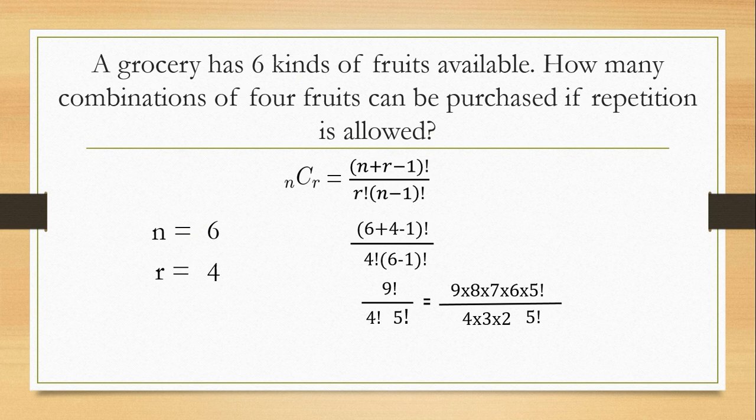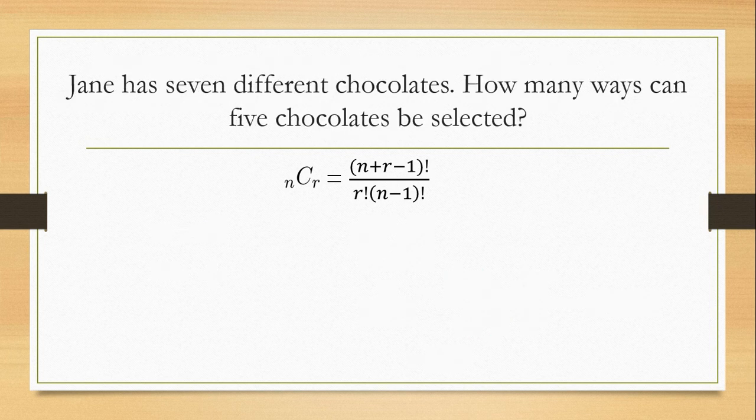So first we have 5 factorial, and then we have 6 and 2, which is 6 divided by 2, we have 3. And we also have 3 and 9, which give us 3, and also 8 and 4, which give us 2. So therefore, we have 3 times 2 times 7 times 3. So when we simplify this, we have 126. Okay? So now let's proceed with our second example.